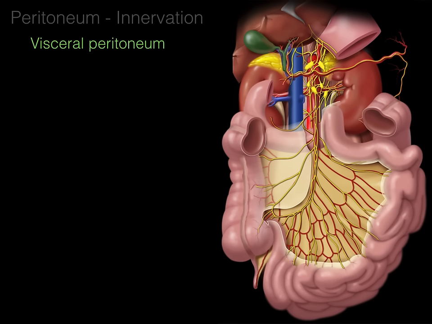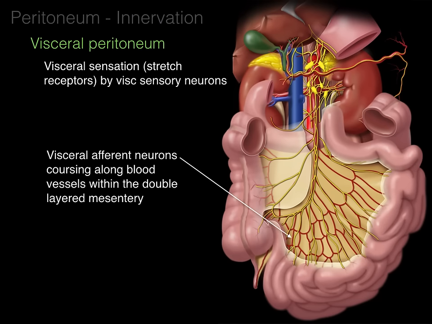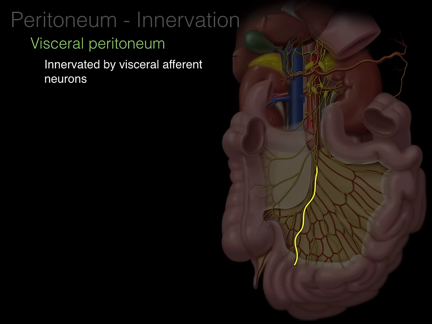Now, the visceral peritoneum gets its visceral sensation, a lot of these stretch receptors and such, by visceral sensory neurons. Since these are visceral sensory, there are no pain receptors or somatic sensation traveling in these neurons. And so visceral afferent neurons course along blood vessels within the double-layered mesentery, and then they course all the way back and follow visceral afferents back to the appropriate spinal cord levels or brainstem levels.